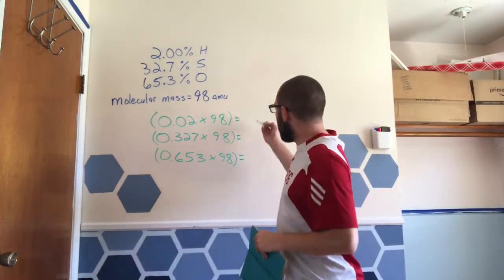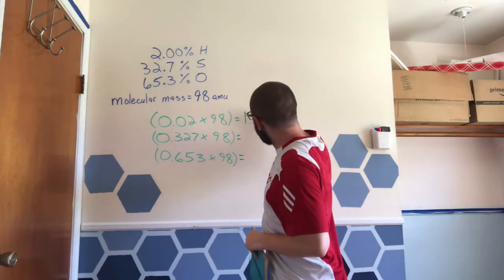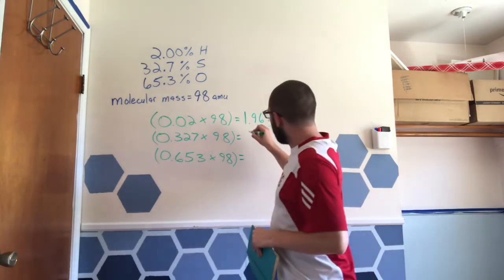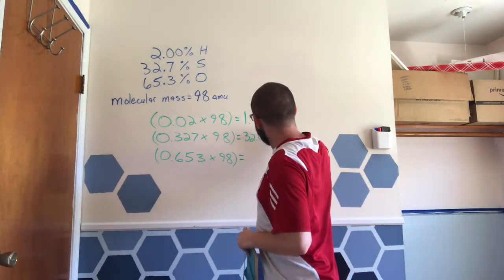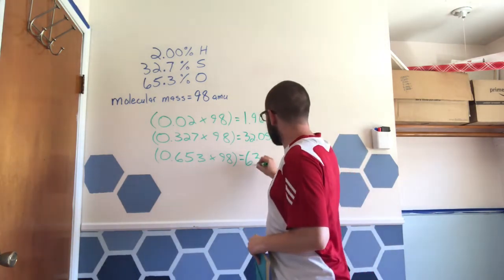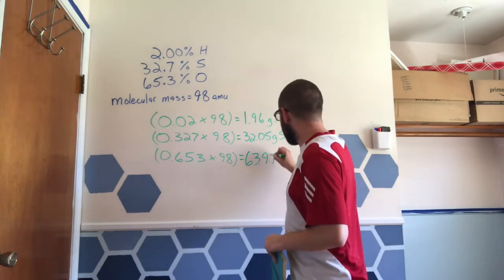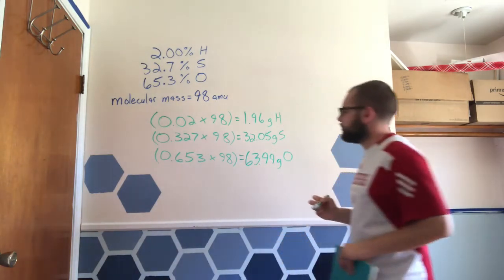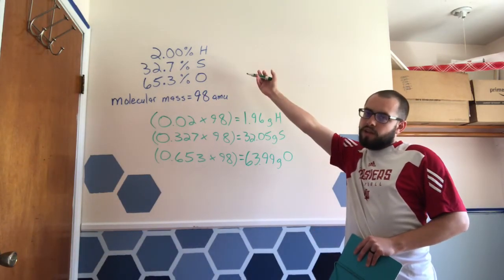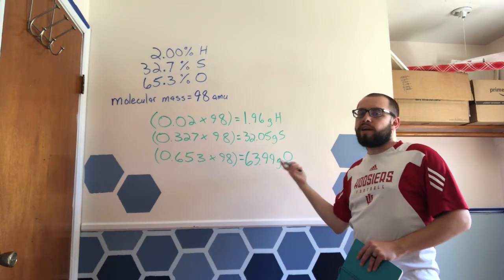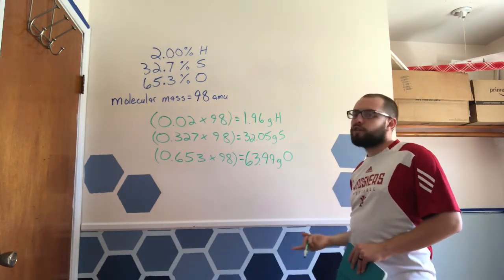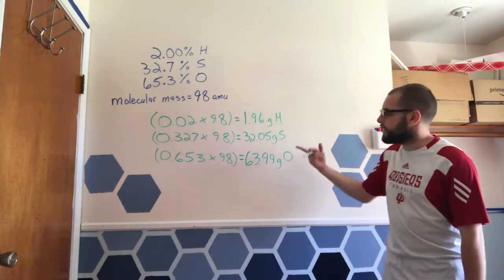For our hydrogen, we're going to get about 1.96 grams of hydrogen. For our sulfur, we'll get about 32.05 grams of sulfur. And for our oxygen, it is just about 64 grams of oxygen. So I started with the percent compositions, and I've changed these into actual mass numbers for each element. So I know how much, in terms of grams, I have of each one of these elements.